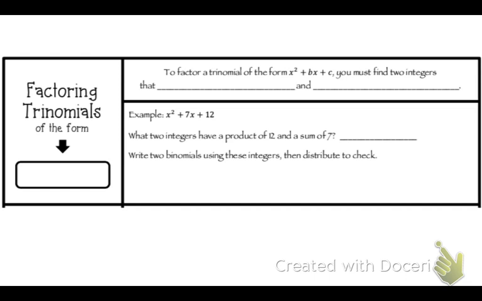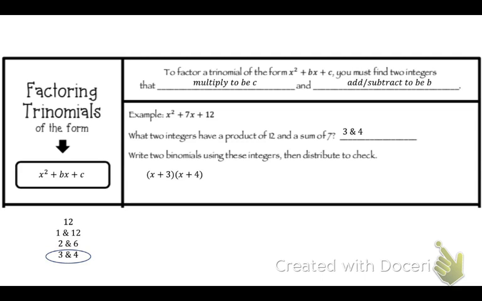Okay, now factoring a trinomial in the form of x squared plus bx plus c. You must find two integers that multiply to be c, so multiply to be the constant, and add or subtract to be b. So let's look at our example. We have x squared plus 7x plus 12. We have to find two integers that have a product, so they multiply to be 12, and they add or subtract to be 7. So I'm going to write down my factors of 12. So I have 1 and 12, 2 and 6, 3 and 4. Now, all of those will multiply to be 12, but only one pair will add to be 7, and that's 3 and 4. So to write those two binomials, it's just going to be x plus 3, x plus 4. Pretty straightforward. And you can double check that by distributing, and you do get x squared plus 7x plus 12.